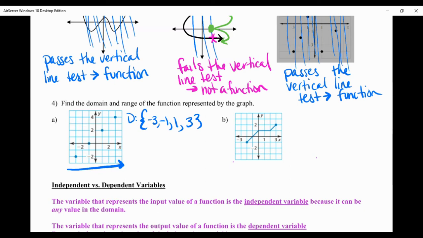So then using the same points, we're going to determine the range. So scan from the bottom to the top. The y value of this point is -2. The y value of this next point is 0. This y value is +2. And the last value is +4.